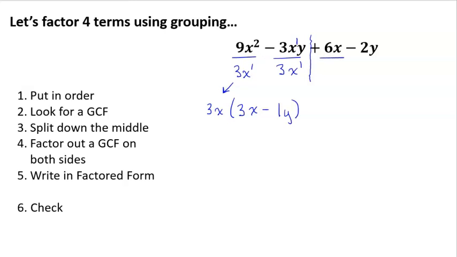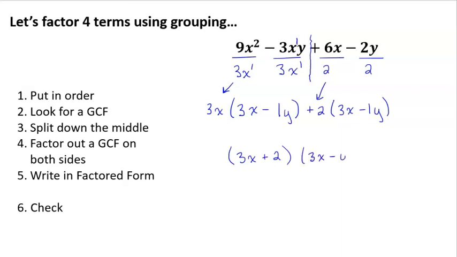Then I'm going to go on to the other side. I know 2 goes into both of these, and then I don't have a letter that shows up in both. So I have plus 2. And then 6 divided by 2 is 3. And then we're going to leave that x on there. Negative 2 divided by 2 is negative 1. And then we are left with that y. And now when I go to write it in factored form, I have 3x plus 2. And then I've got 3x minus y. And I don't need to put 1y because I don't need to have 1's as coefficients or exponents. And this would be my answer.